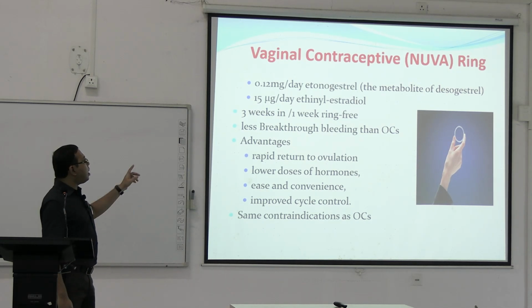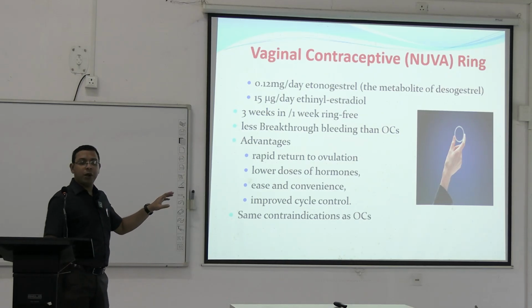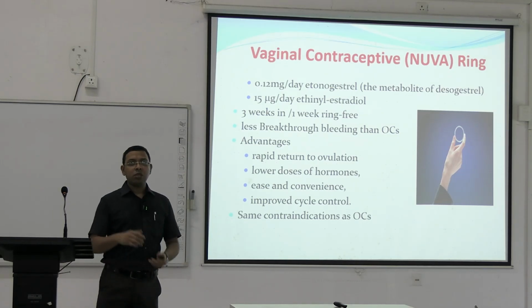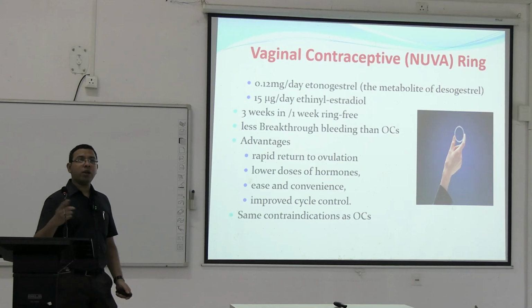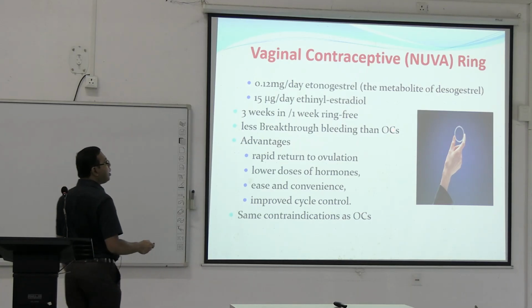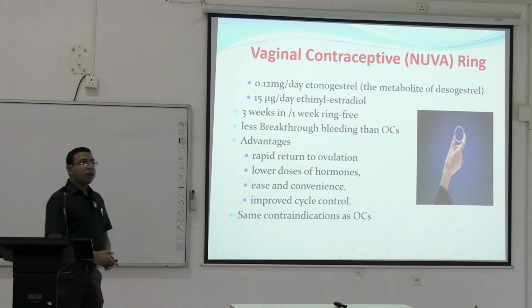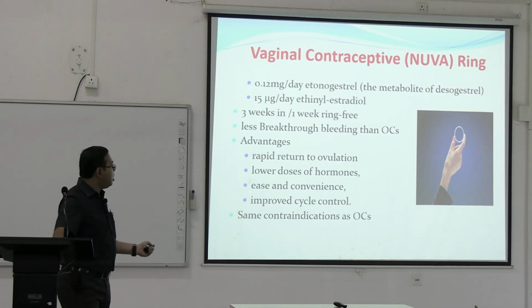Usually again it is given 3 weeks in and 1 week ring-free period, like the oral contraceptive pill. So for 3 weeks it is inserted and for 1 week without the ring. Less breakthrough bleeding than the oral contraceptives. Advantages are rapid return to ovulation, lower doses of the hormones, ease and convenience, and improved cycle control. Contraindications are like those of the oral contraceptive.